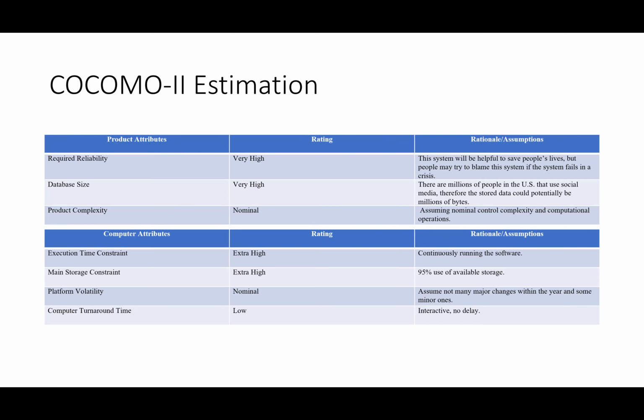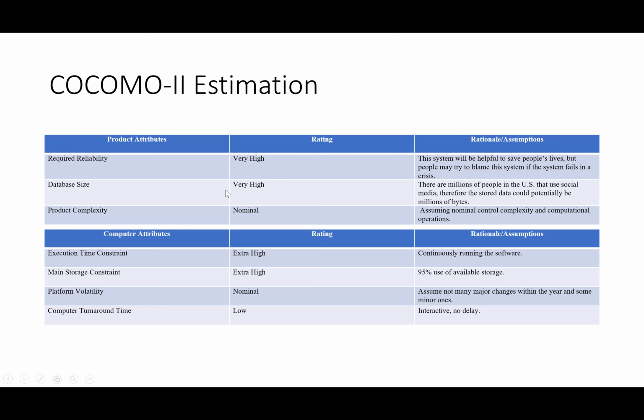And the database size, very high. We're going to be collecting data from millions of people, since millions of people use social media and will be posting on their social media accounts. So we'll be going through those. Product complexity, nominal, assuming nominal control complexity and computational operations. Then going into computer attributes, the execution time constraint, extra high. It'll be continuously running the software because life-threatening events can happen at any time.